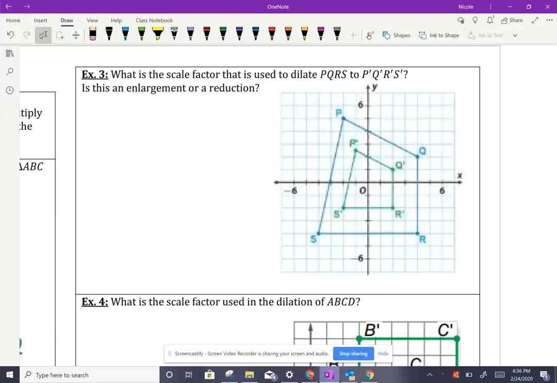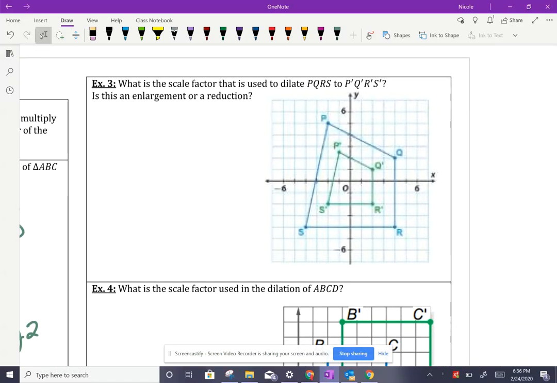All right, in example 3, I'm provided with both my pre-image and my image. I have quadrilateral PQRS and then quadrilateral P prime, Q prime, R prime, S prime. What it's asking me to find out is, is this an enlargement or a reduction? So from PQRS, which is the blue one, to the green one with the primes. So I'm going to figure out if it's getting larger or smaller.